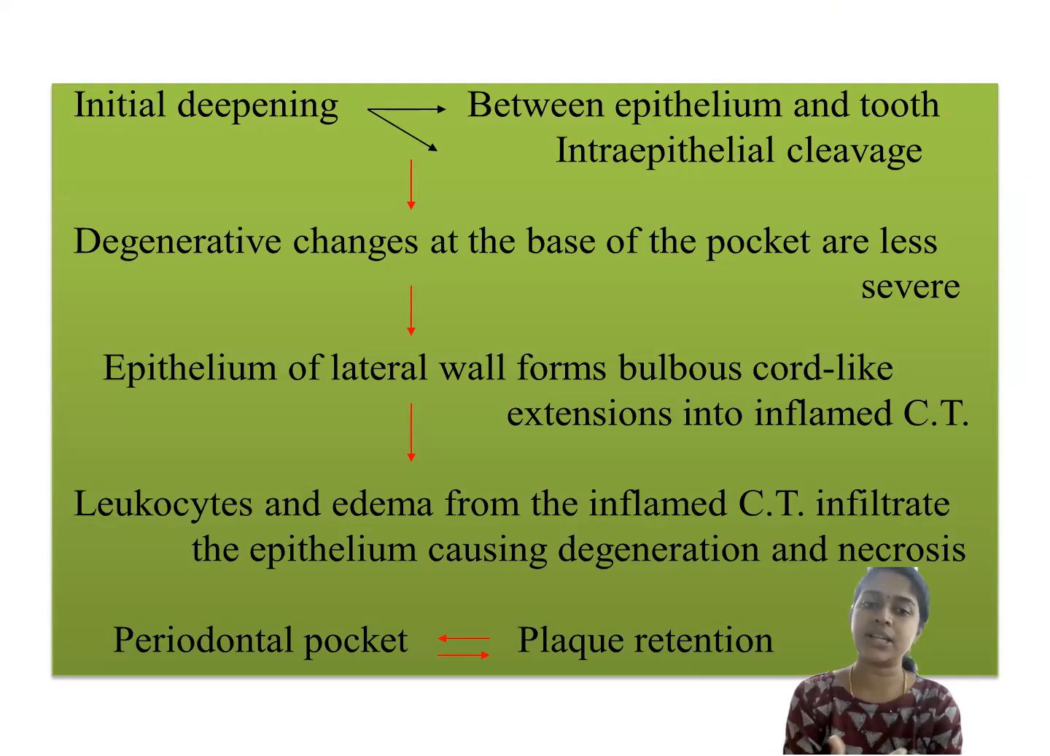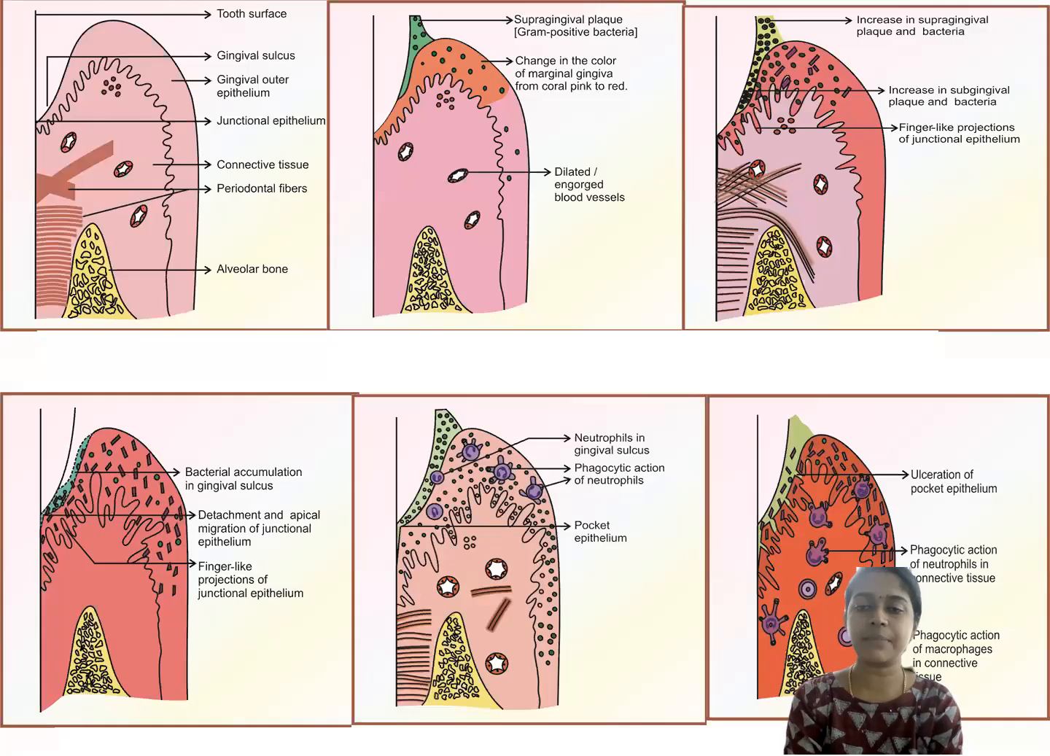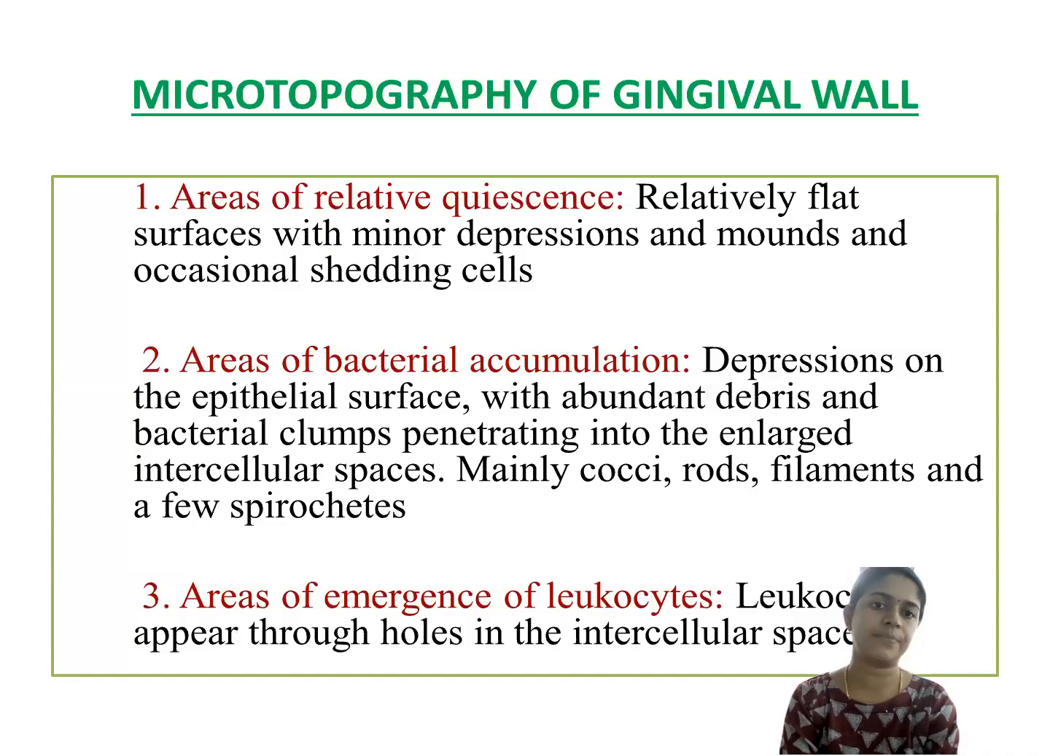So more and more leukocytes or inflammatory cells invade the periodontal pocket. Finally, the pocket deepens and it becomes an area of plaque retention. So this is the basis of pocket formation. This picture shows a series of events in pocket formation. So what are the changes you see in the gingival wall and the hard tissue root surface associated with pocket?